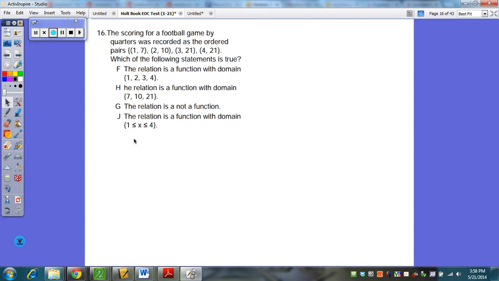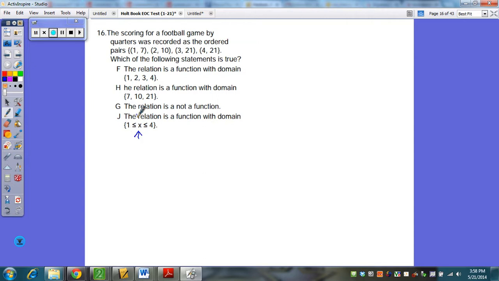Alright, so what this is saying is the score for a football game by quarters was recorded as the ordered pairs. In the first quarter we had 7 points, second quarter we had 10 points, third quarter we had 21 points, and fourth quarter we had 21 points. So the relation is a function with domain 1, 2, 3, 4. The relation is a function with domain 7, 10, 21. The relation is not a function. The relation is a function with a domain all the x's between 1 and 4.